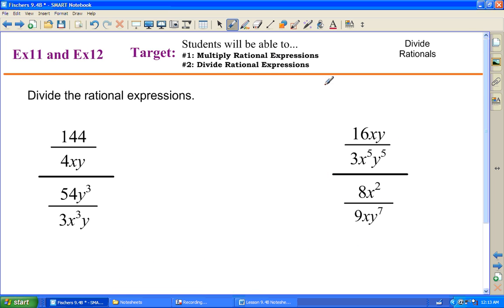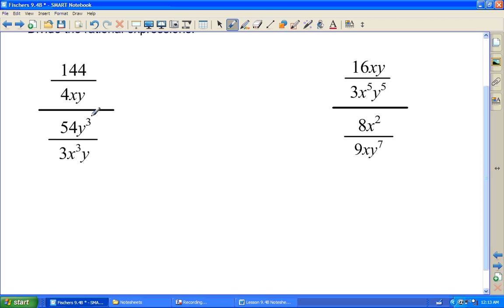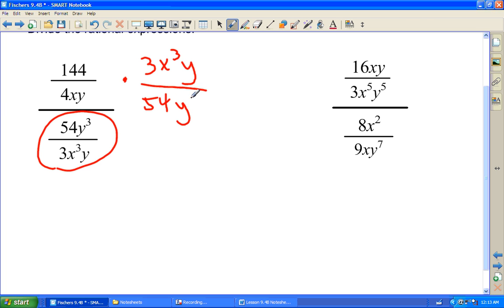I think these are the last two. So they're complicated, but very doable. And I'd rather do more examples rather than fewer. So this is the same as, and I'm just going to, for simplicity's sake, write this thing up here in flipped fashion. So the bottom comes to the top, 3x cubed y. The top of this whole fraction down here is now on the bottom up here, 54y cubed.